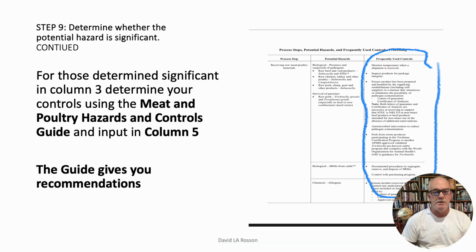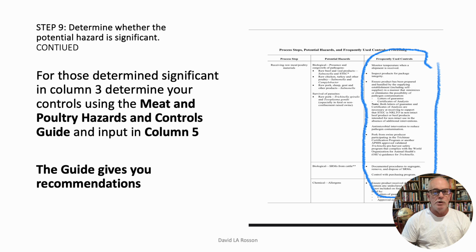All right, let's wrap up step 9, a little bit more on step 9 here. So remember, for every hazard you said was significant in column 3, if you said yes to a hazard in column 2, salmonella, E. coli, listeria, allergens, metal, whatever it was, you justified it in column 4, but now we need a control measure in column 5.